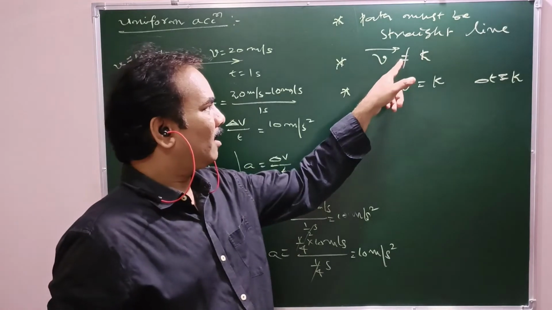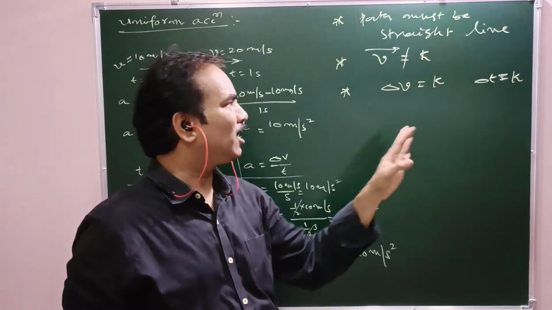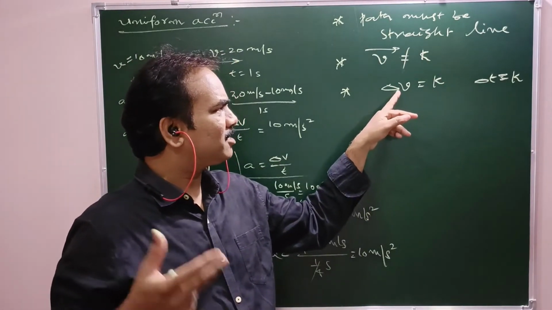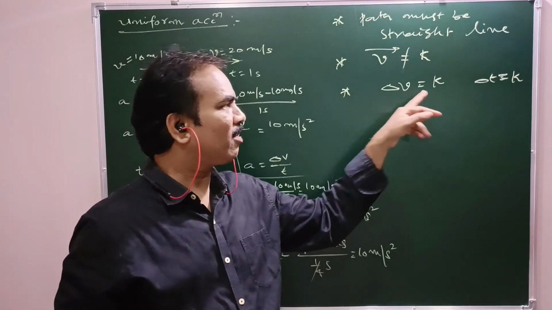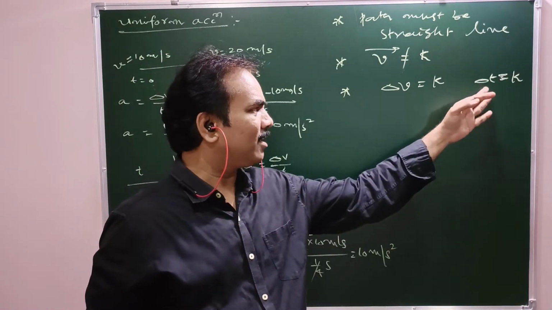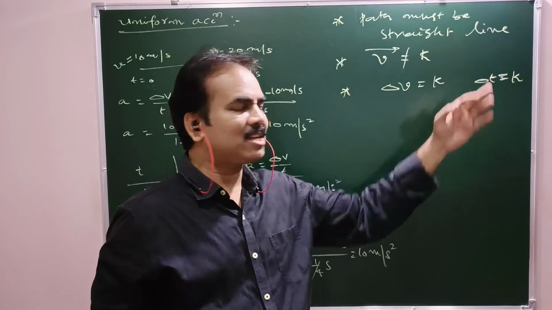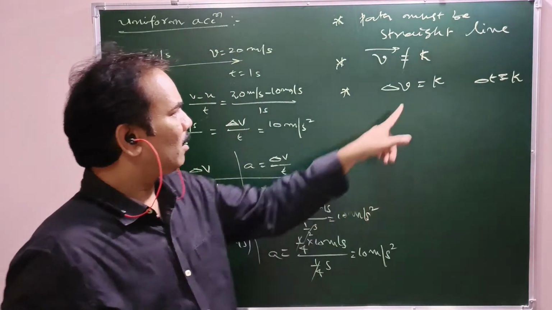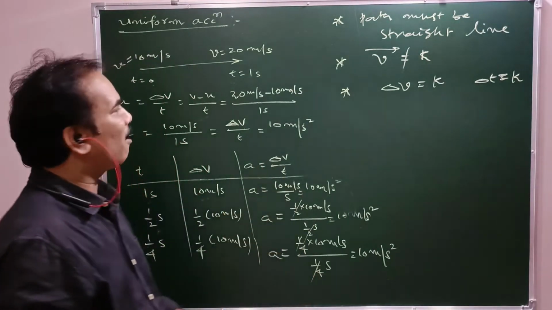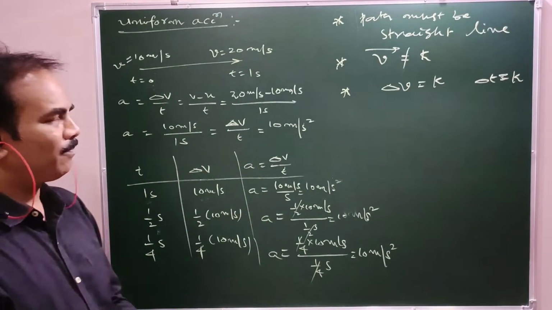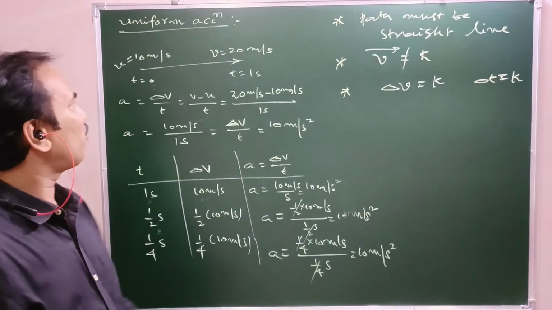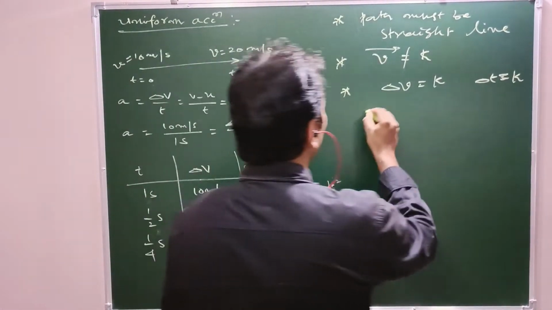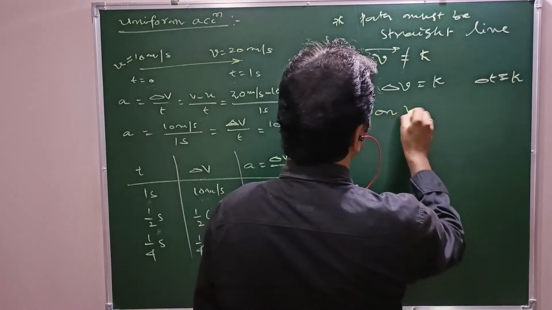Velocity is not constant, velocity is variable, but there is a change in speed or magnitude of velocity such that in equal intervals of time, the change in speed is also constant. Am I right? This is what uniform acceleration. Now what about non-uniform acceleration?